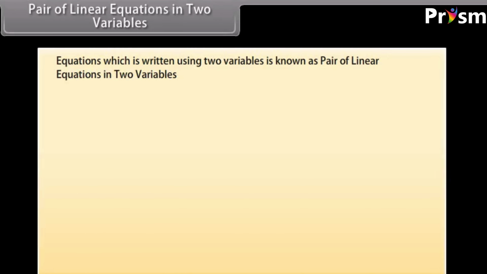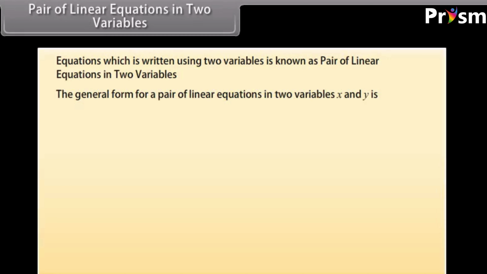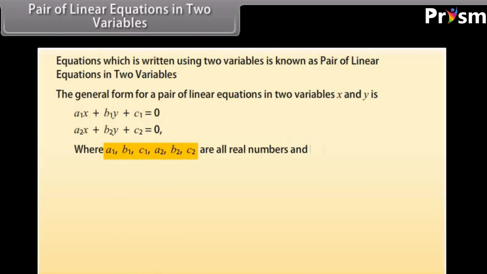Pair of linear equations in two variables. Equations which are written using two variables are known as a pair of linear equations in two variables. The general form of a pair of linear equations in two variables x and y is a1x plus b1y plus c1 equals 0, a2x plus b2y plus c2 is equal to 0, where a1, b1, c1, a2, b2, c2 are all real numbers and a1 square plus b1 square is not equal to 0, a2 square plus b2 square is not equal to 0.